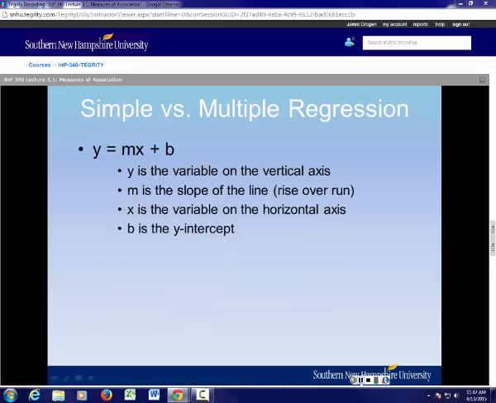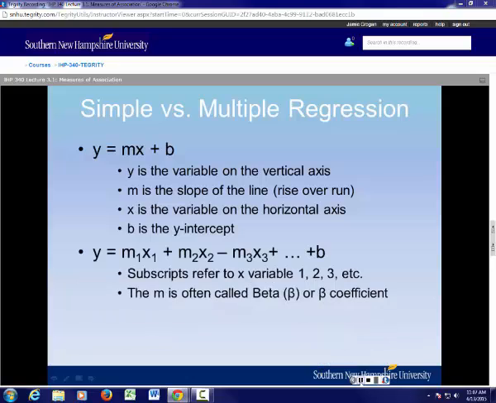So just to review again, simple and multiple regression. Simple regression just has one x variable, one x compared to one y. And then a multiple regression actually can have many x's. So in this particular example, there is one x, x sub 1, the first x variable, with its slope, m sub 1. There is another x variable, a second one, with its slope. And then there's another x variable, number 3, with its slope. And so on, and then there's one y-intercept, which is b. And so you can have many x's in a regression analysis.